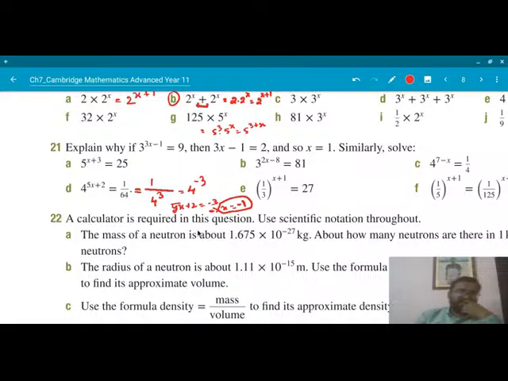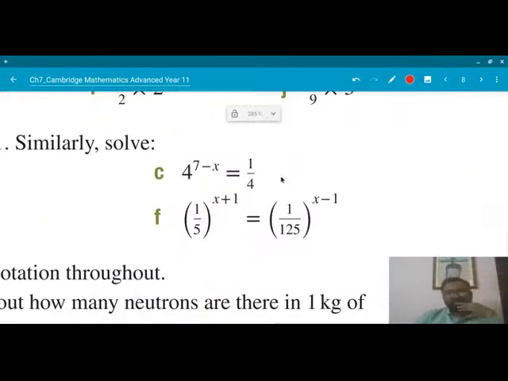Next, so everything is simple. So we have to use the suitable evaluation. See here, it is 4 power 7 minus x, which is equals to 1 by 4, which means it is 4 power minus 1. So 7 minus x is equals to minus 1. So x is equals to 7 plus 1, which is 8. Clear?